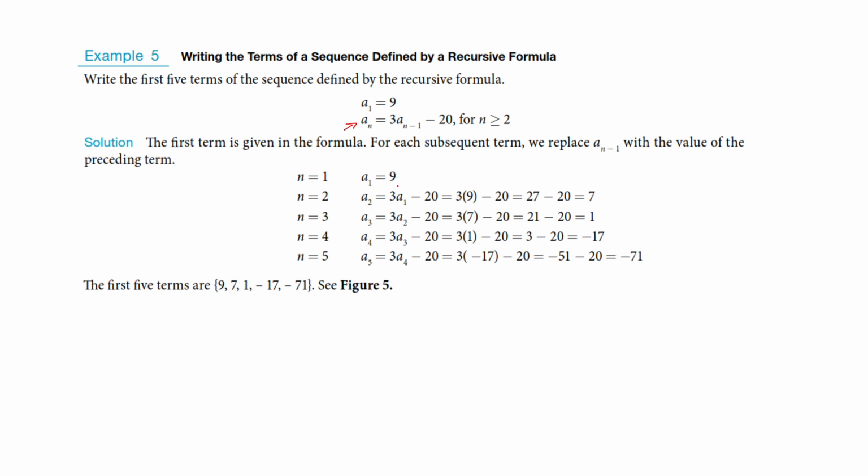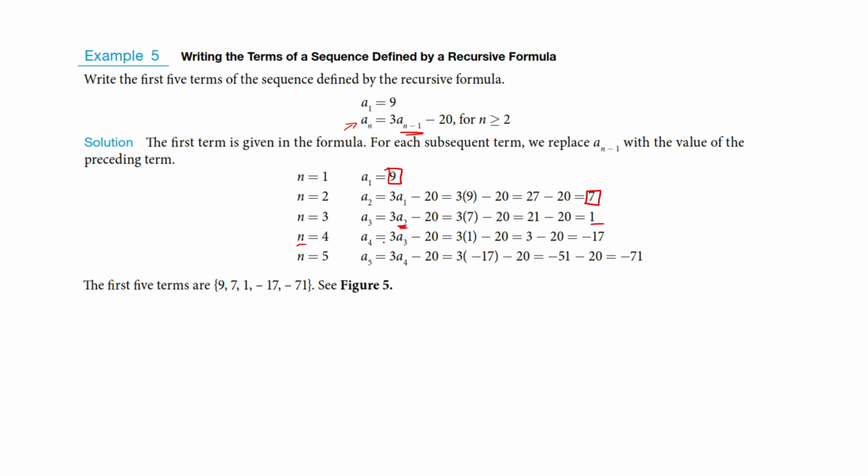When N was 1, we knew we had 9. When N is 2 now, it's going to be based on this, which represents the number before us. So the number before us was 9. So we're putting 3 times 9, that first value that we got, minus 20, crunch it down. Now look what happens when we go to 3. We've got 3 times the number that was before us, which this time was 7. So we're going to be dependent on the value that we got in the previous iteration. So we crunch it down, we get 1.